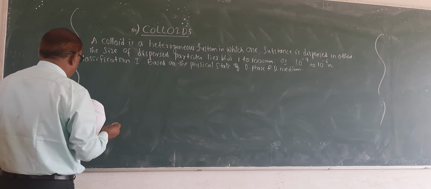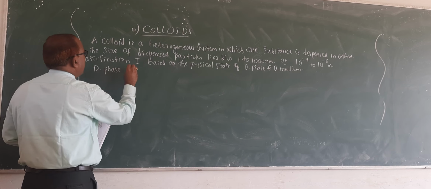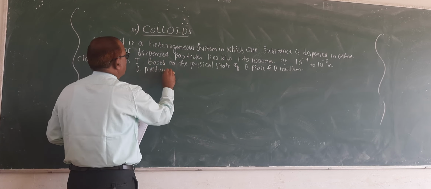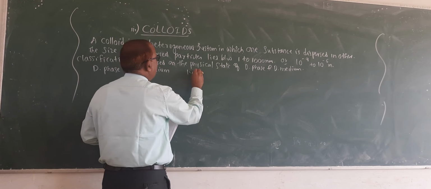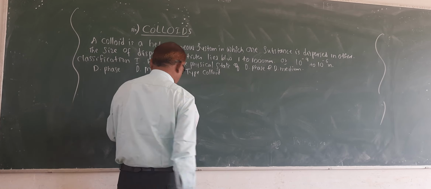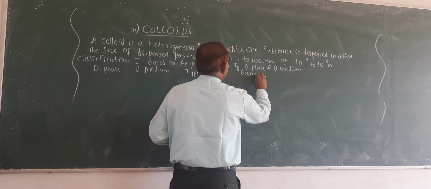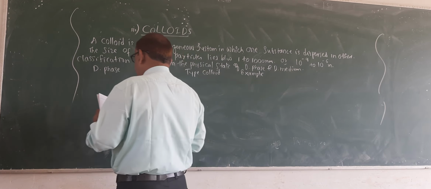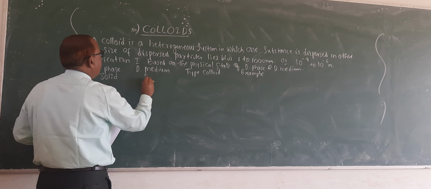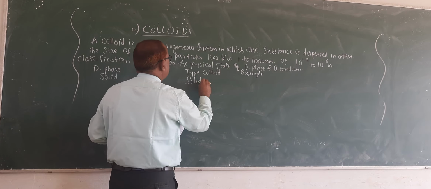We will make 4 columns. First one is dispersed phase. Second is dispersion medium. Third one is type of colloid. What is the type of colloid? You can have one example for each. If the dispersed phase is a solid and the dispersion medium is a solid, then it is called a solid sol.